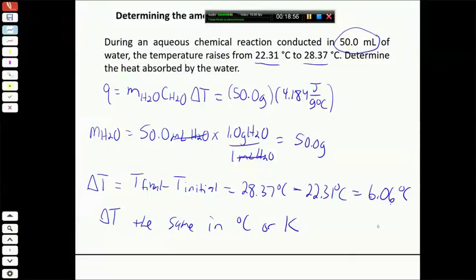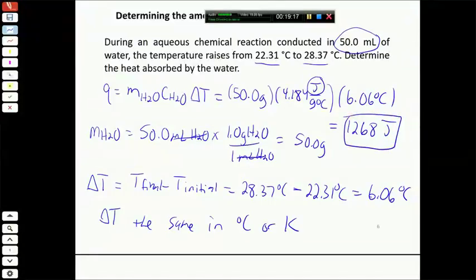So then we just have to put that number in here, 6.06 degrees Celsius, and the product of mass times C times delta T gives us the amount of heat. The unit for C is joules per gram degrees Celsius, so our unit for heat will always be joules when we're using this equation. So that's the amount of heat that's absorbed by the water when it raises its temperature by that amount.